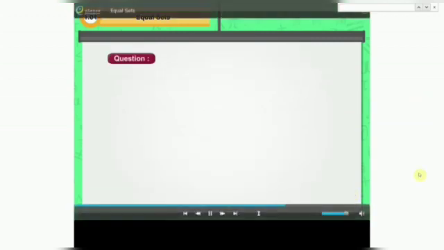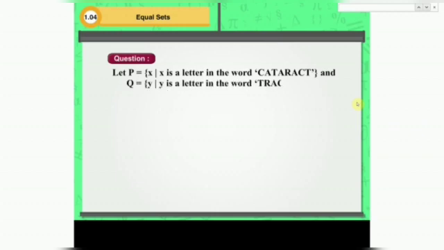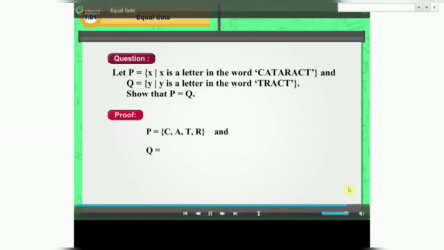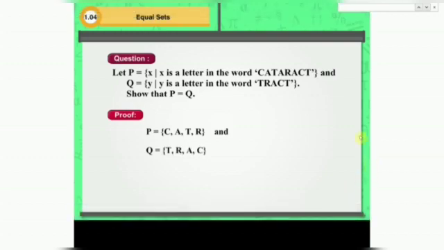Question. Let set P be all x such that x is a letter in the word cataract, and set Q be all y such that y is a letter in the word tract. Show that P is equal to Q. We write the given sets in roster form. P consists of elements C, A, T and R, and Q consists of elements T, R, A and C. Both the sets P and Q have the same elements. Therefore, P is equal to Q.